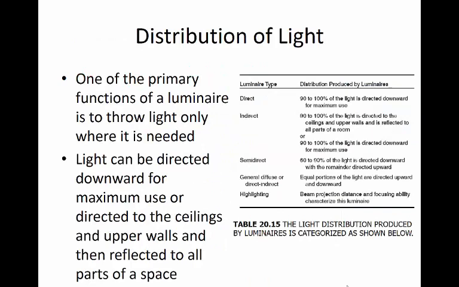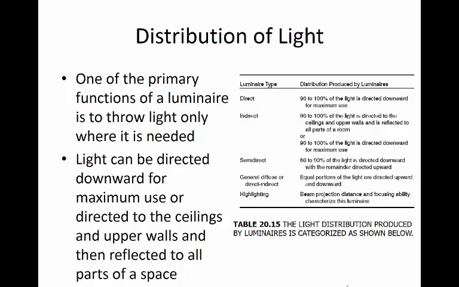So one of the primary functions of our luminaires is that they need to throw light only where it's needed. Now we're going to talk about that distribution of light. In examples, light can be directed downward for maximum use, or directed to the ceilings to reflect off and help provide more ambient light across the entire space.